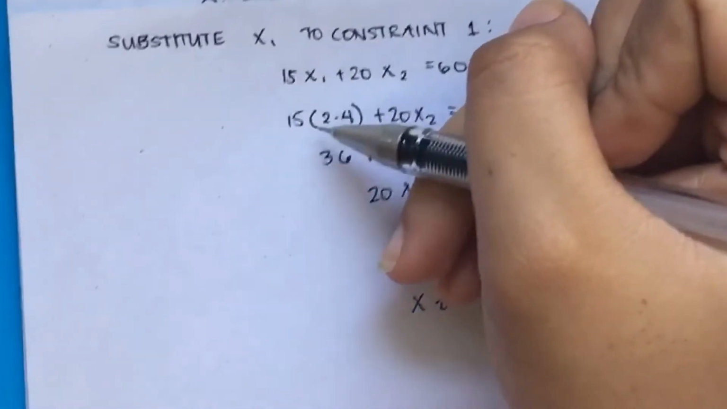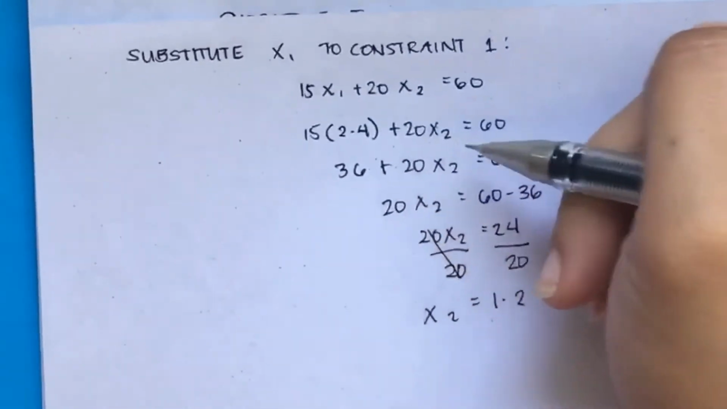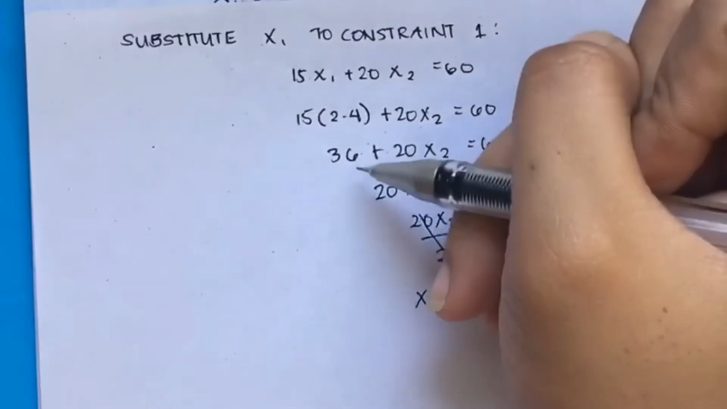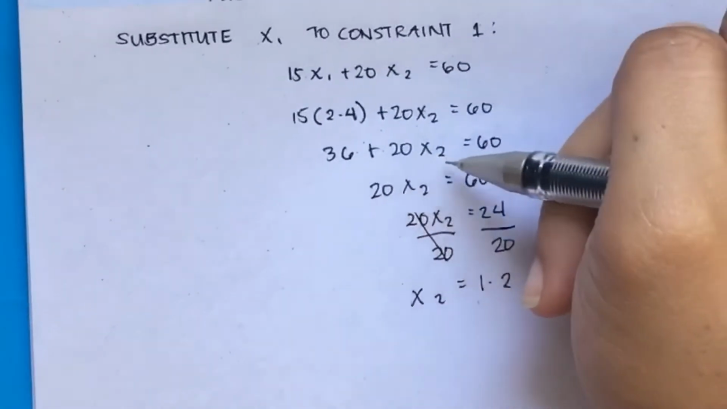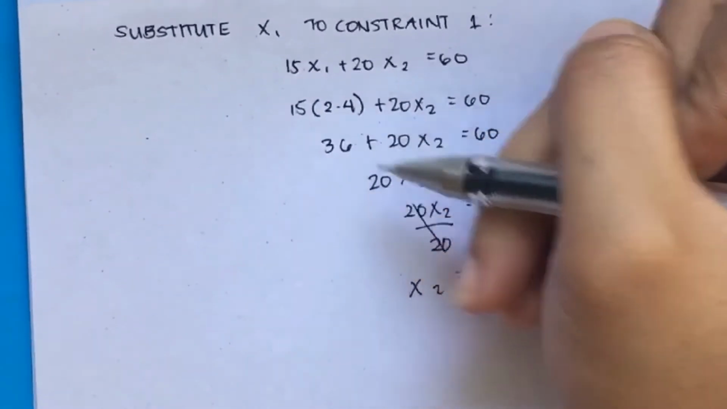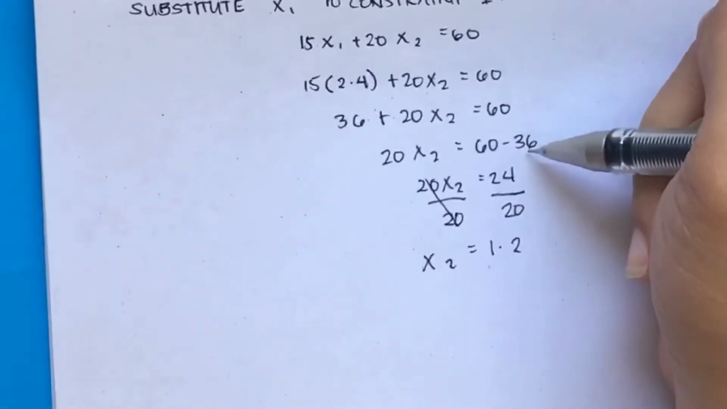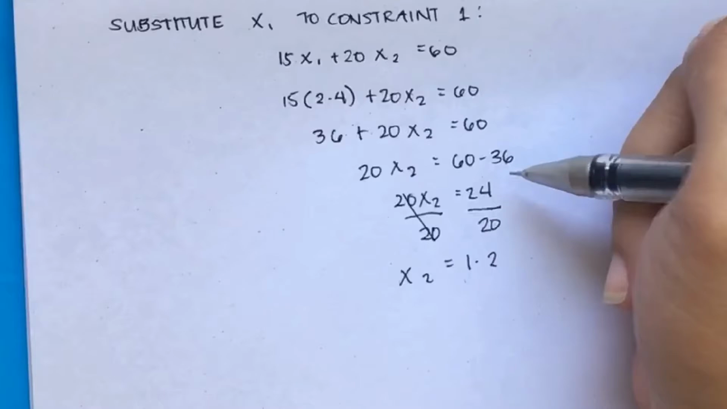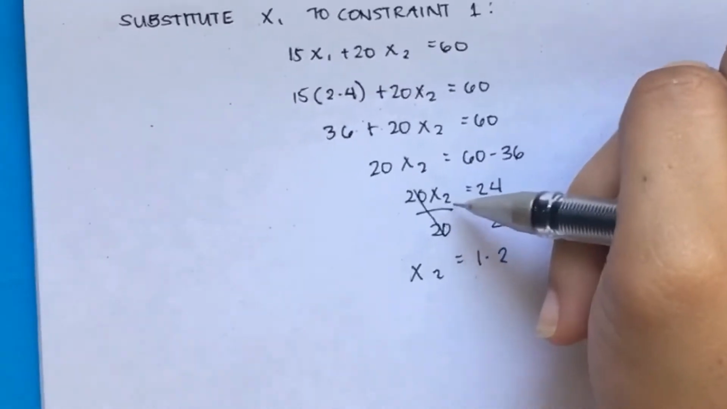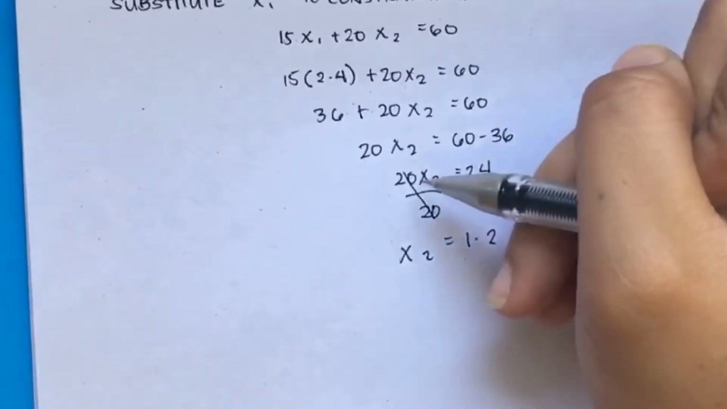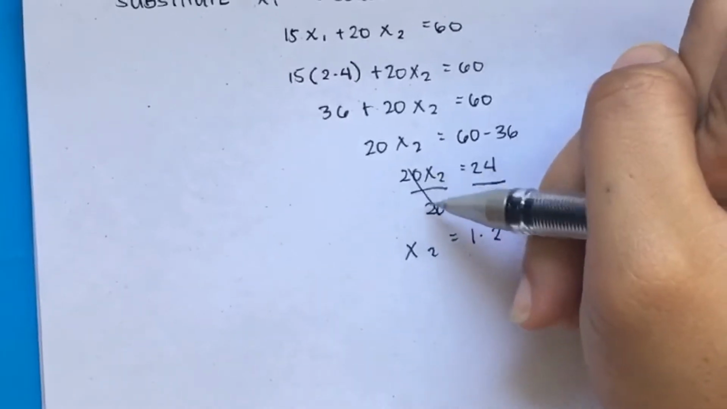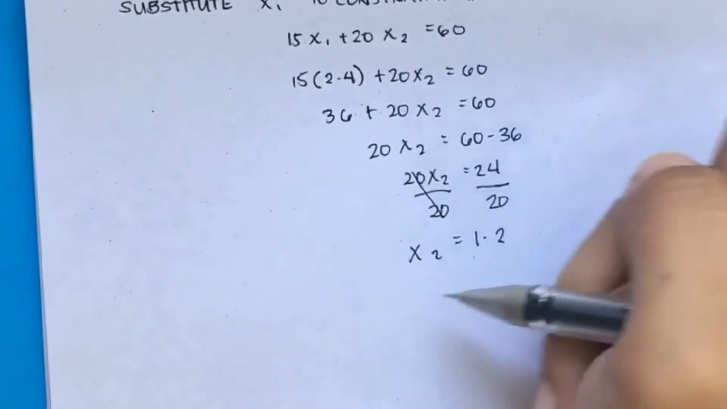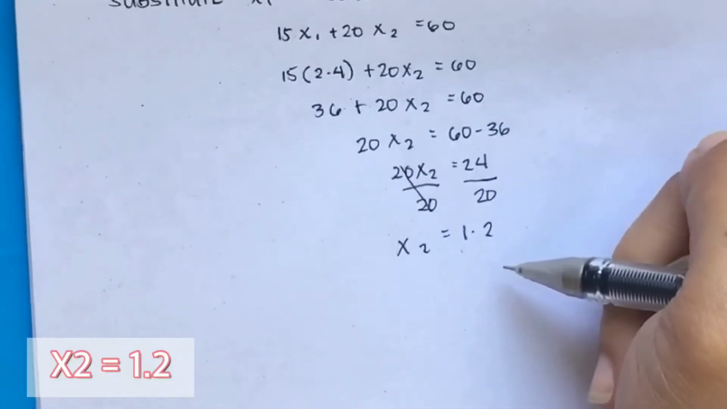Then we have 15 times 2.4 plus 20x2 equals 60, and 36 plus 20x2 equals 60. We transpose 36 to the other side, so we have 20x2 equals 60 minus 36, and then 20x2 equals 24. Then we divide by 20, and we obtain x2 equal to 1.2.